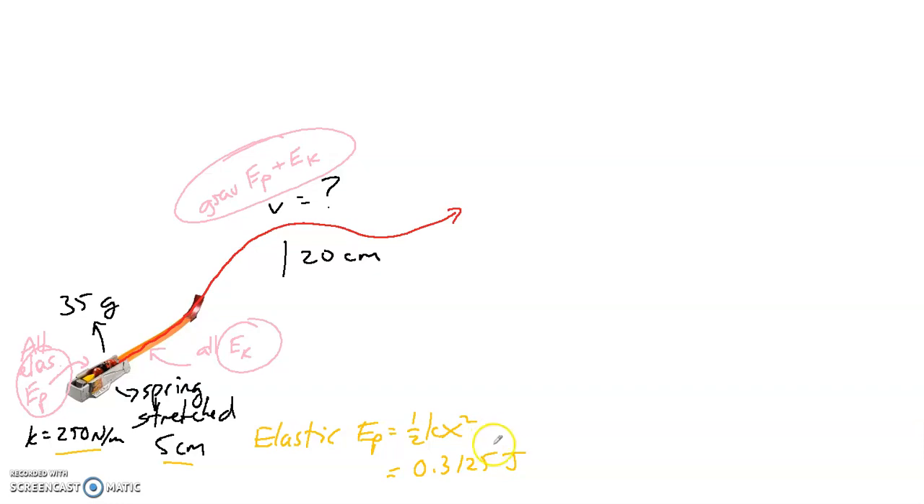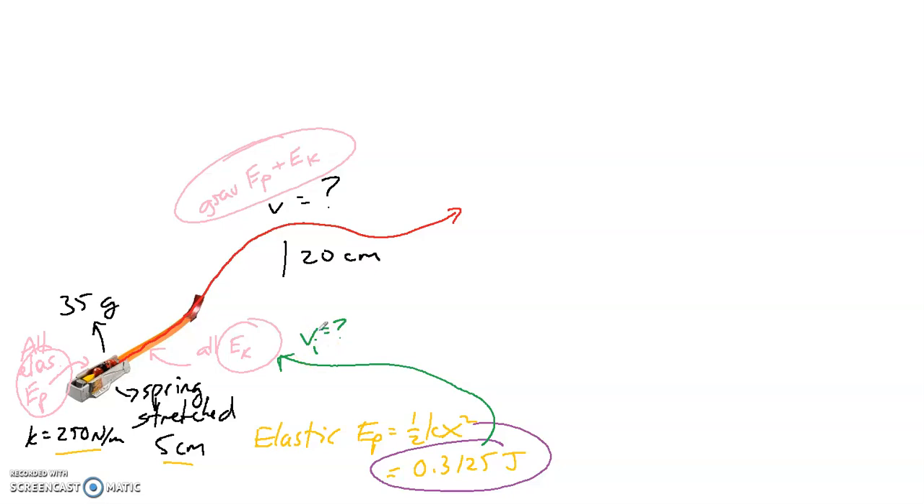I start with 0.3125 joules of elastic energy, and I can put that anywhere in the situation if I wanted to. I could take that and go over here, and make all of that equal to kinetic energy, and then use that to find out how fast it was going when it came out, or what the initial speed was, something like that. I could do that, but right now I'm concerned more with the speed at the top.